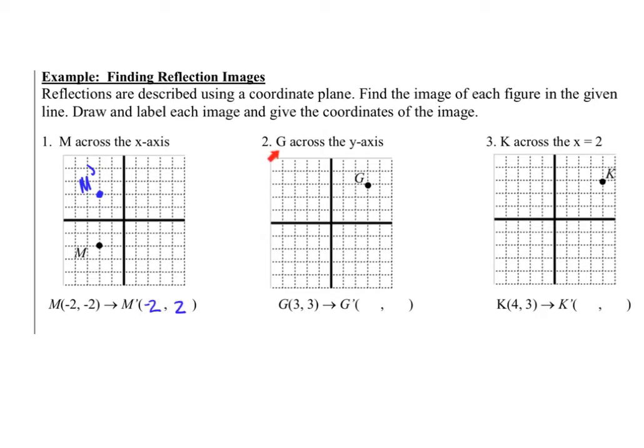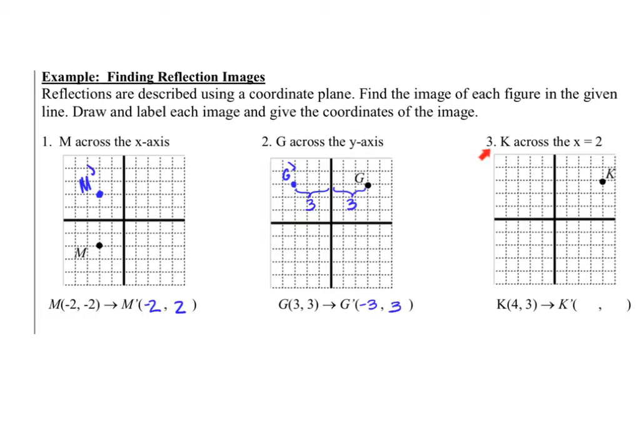Next, we're going to reflect G across the y-axis. So here's the y-axis. Think of this as the mirror. Now we count the distance G is from the y-axis. G is 3 units from the y-axis, so it has to be 3 units from the y-axis on the other side. Think of it as a mirror image. That would put G prime at -3, 3.